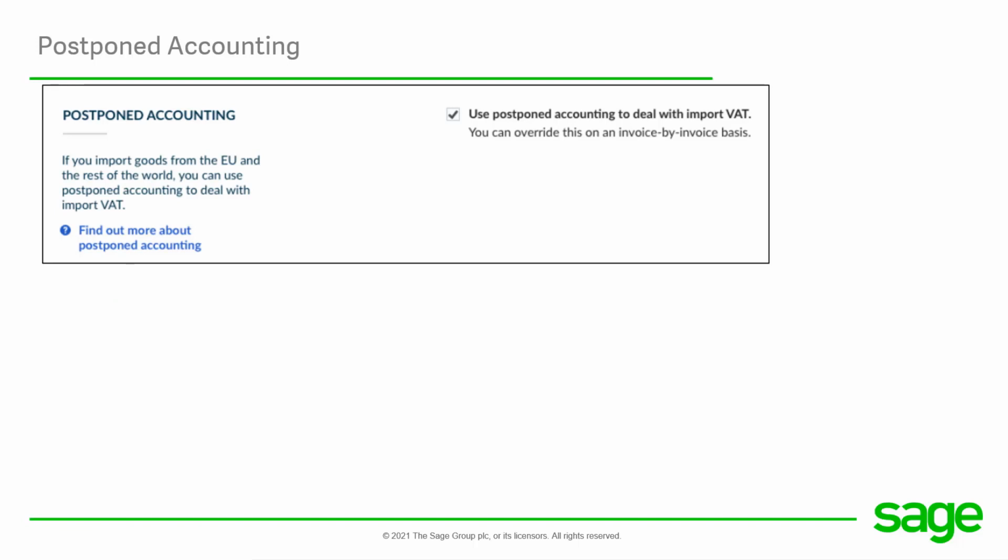The first feature we'll be adding to Sage Business Cloud is the option to activate postponed accounting. This can be found within financial settings and under accounting dates and VAT. Once activated, this can be overridden on an invoice by invoice basis. This checkbox sets the defaults.